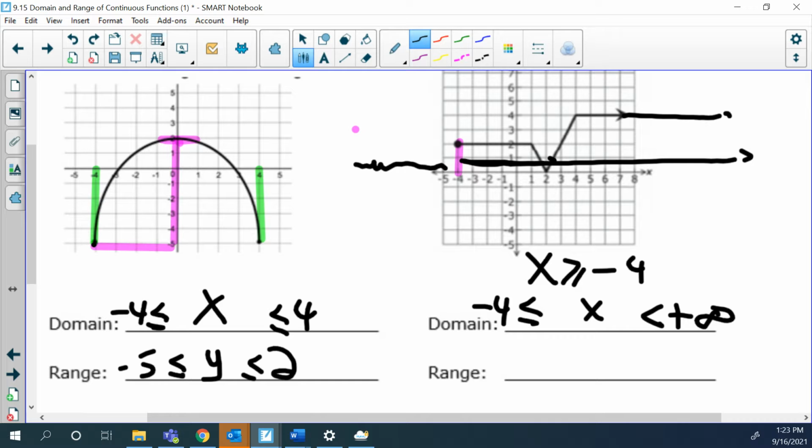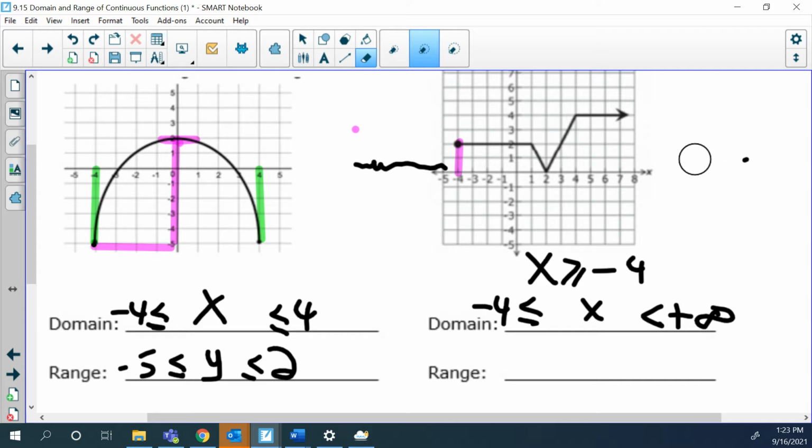Right? And the range now, let's look at the range. Let's erase this. Now for the range, I'm going to go with the highlighter. Now for the range, we start with the lowest point of the graph. And the lowest point is right here.